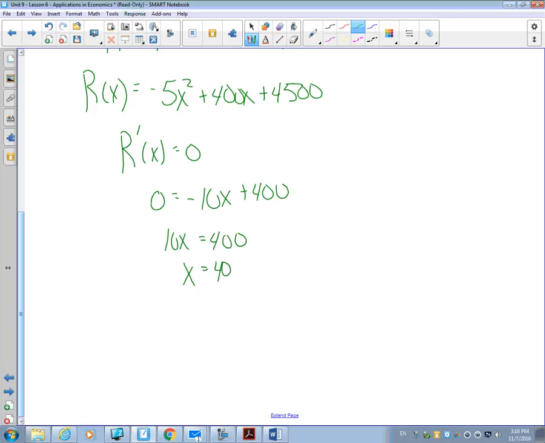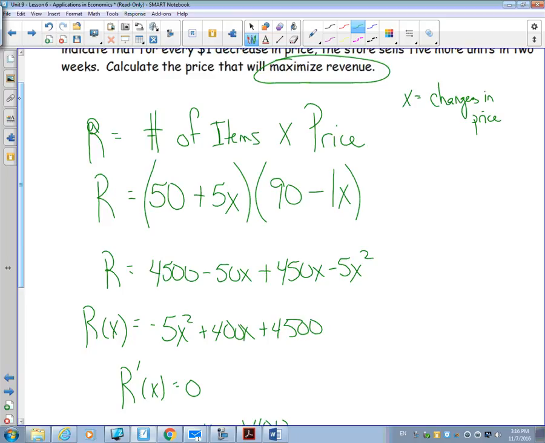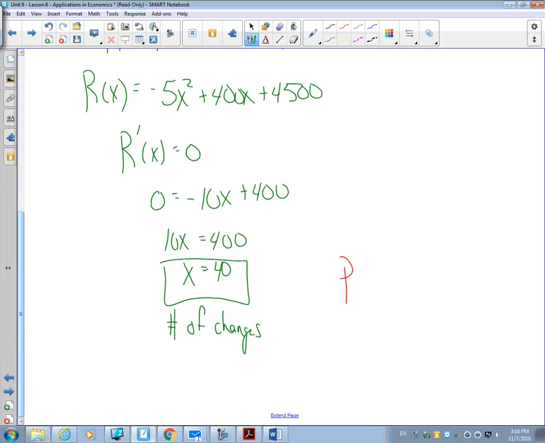So what should I do? I should change my price. Remember, x was number of changes. So what was our question? The question was, what price maximizes revenue? Our price was given by 90 minus 1x. And we said our maximum revenue happens when we change our x to 40. Change our price 40 times. So 90 minus 40, we should charge 50 bucks. That will maximize our revenue based on this idea of for every decrease in price, I sell 5 more items.